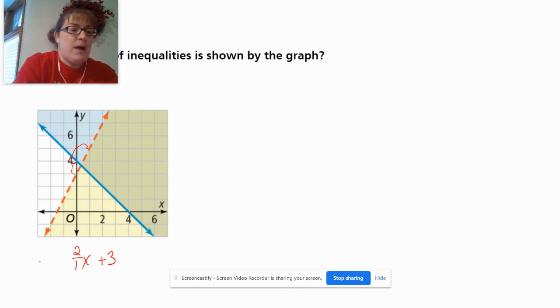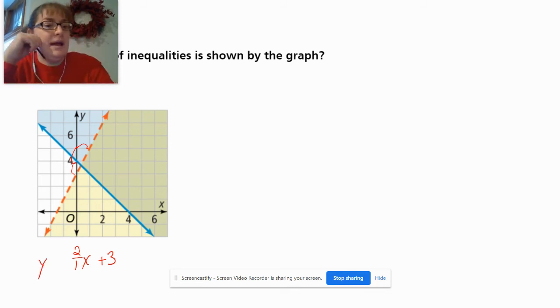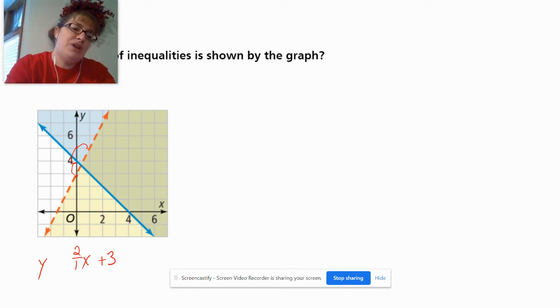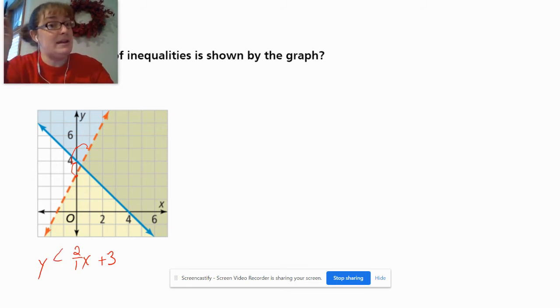All right. Finally, I'm going to have the y over here and I need to determine what kind of symbol. When I look at that line, it looks like I'm shading down below, so that would be a less than symbol. Now, do I need an equal to sign? Nope, not this one because it's a dashed line. It's just y is less than 2x plus 3. I can write it as 2 over 1 or just 2.